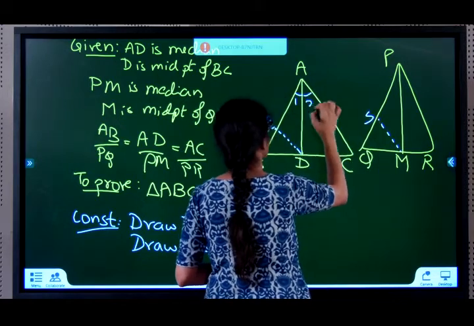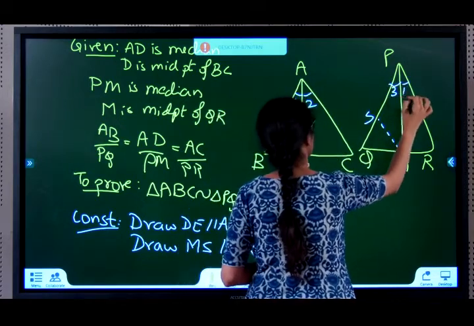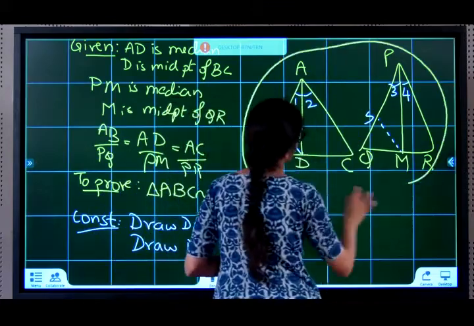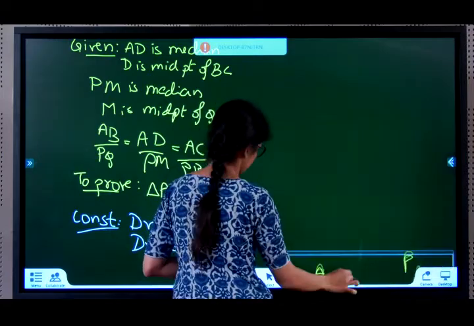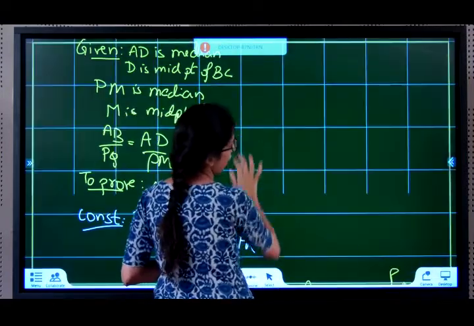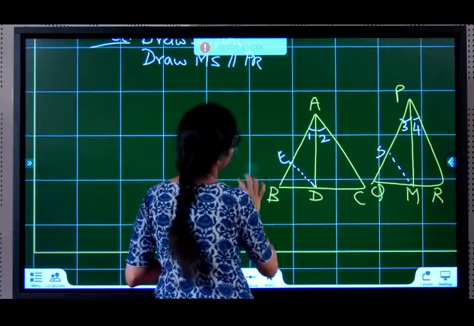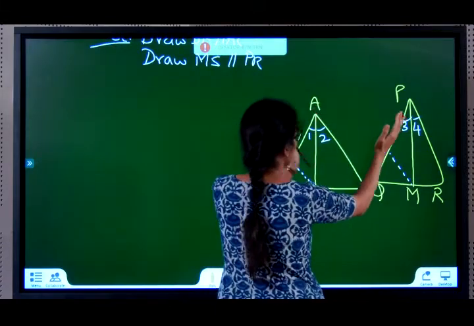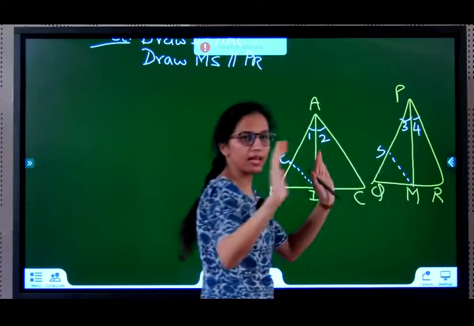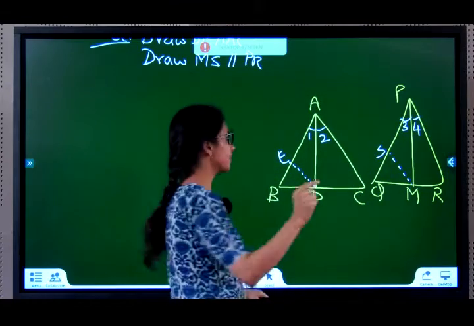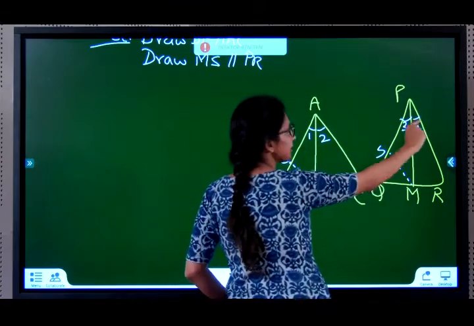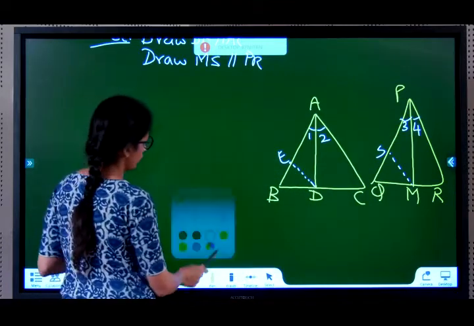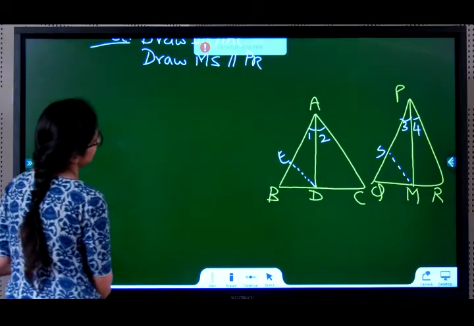Let's label this as angle 1, angle 2, angle 3, angle 4. Why, you will understand when I am doing the proof. First of all, how did I know I have to play with those angles only? AB by PQ is equal to AC by PR, we already have in the given question. So if I somehow prove this angle is equal to this angle, my proof is done. Correct? So let's begin.